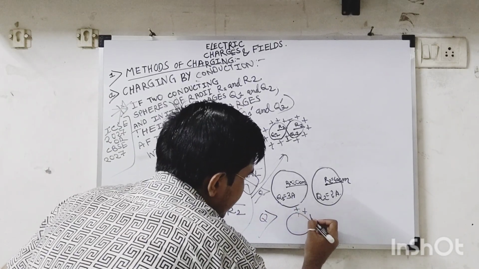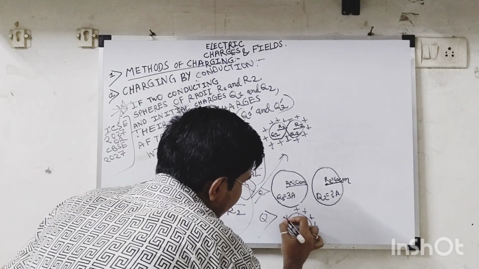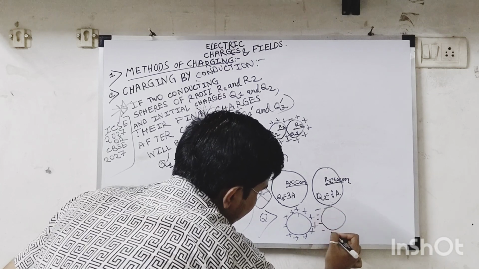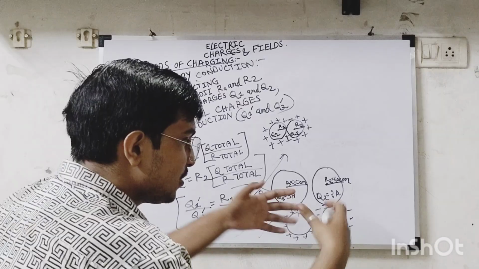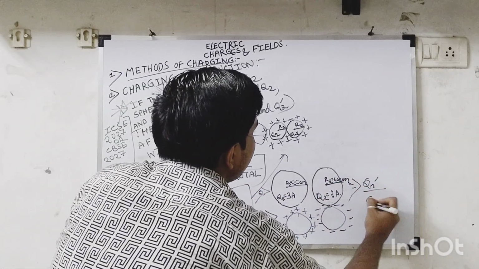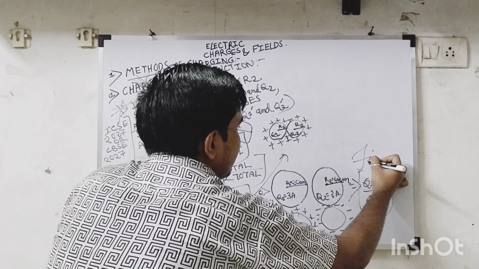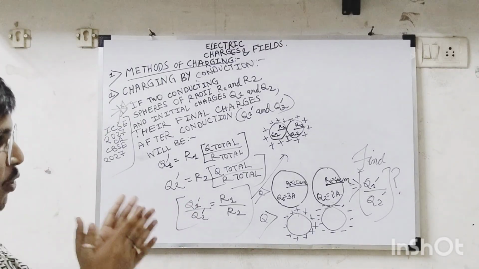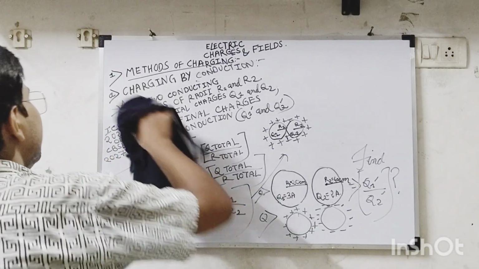And the second question: if this one is positive and this one is negative, what will happen between them if they are brought into contact? Find over here Q1 dash by Q2 dash. So I think you have properly understood this portion. Now we will continue with the charging by induction.